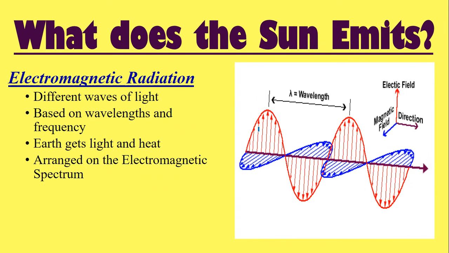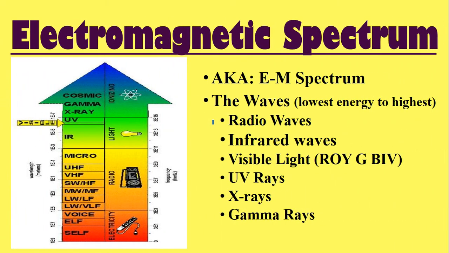Now, what does the Sun emit? The Sun does emit energy out of it. We know that it produces the energy by fusion, but it emits it as electromagnetic radiation. These are different waves of light, and they're based off wavelengths and frequencies. We get the light this way, and we get our heat this way. The Earth is heated by the Sun through electromagnetic radiation. All the waves that are electromagnetic radiation are arranged on the electromagnetic spectrum. And here's the spectrum. We call it an EM spectrum for short.